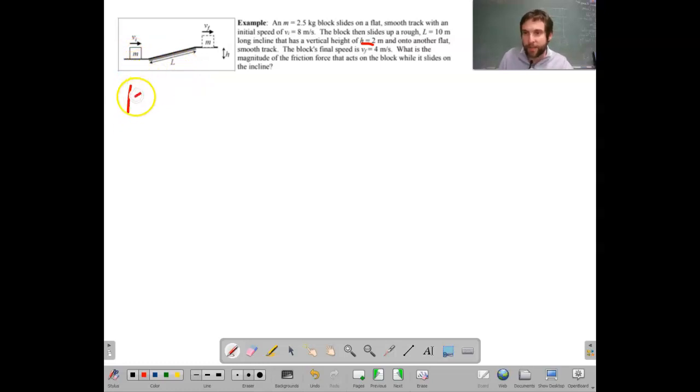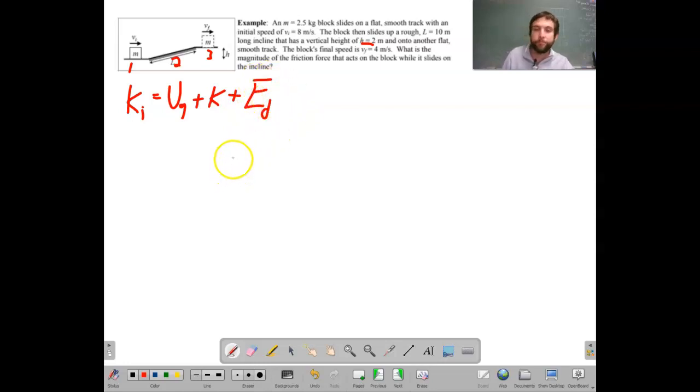We have kinetic energy, right? And we'll say this is our beginning, step 1, step 2, and step 3. From 1 to 2, in the beginning we have kinetic energy. At the end of 2, we have gravitational potential energy and kinetic energy. And remember, it was a rough surface. So we have energy lost by friction, which is our dissipated energy. Dissipated energy, remember, is our frictional force times displacement.